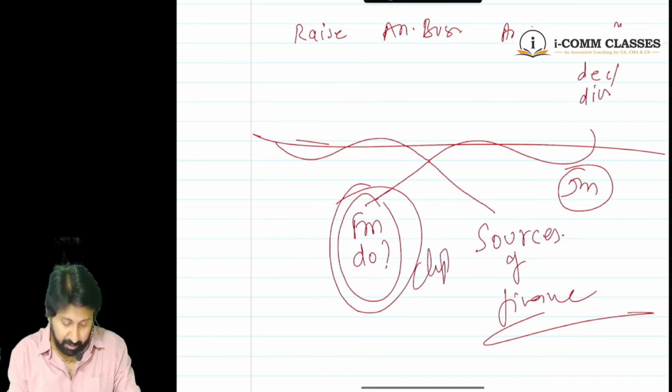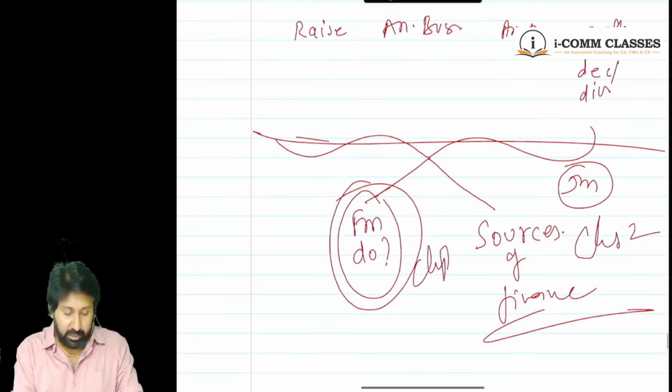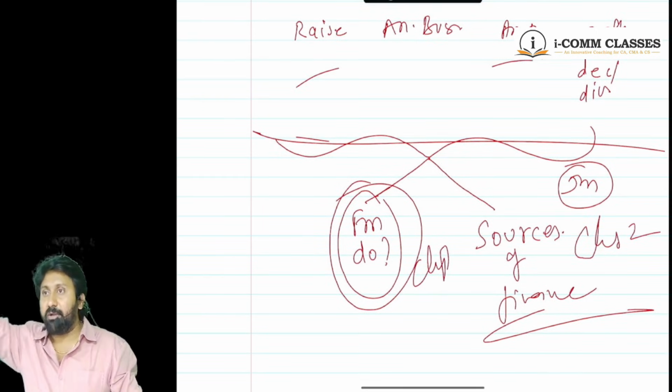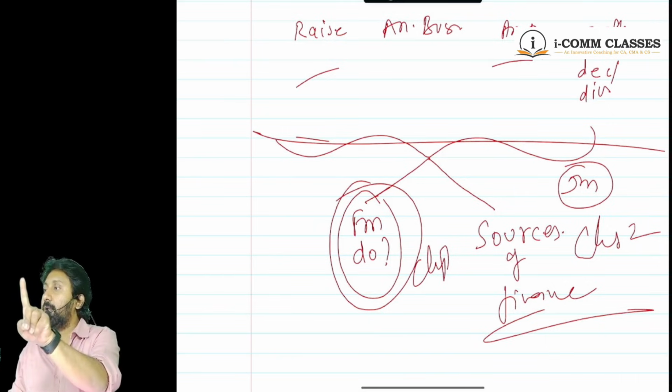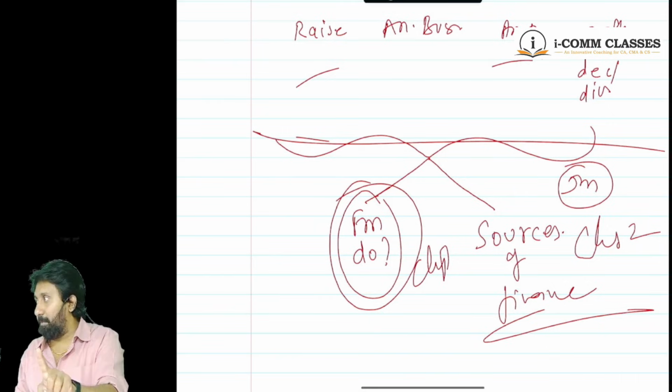This is chapter number 1. This is chapter number 2. 3, 4, 5, 6, 7, all those will continue. And how many theory chapters are there? 2. Number 1, objectives and scope of financial management, is one theory.